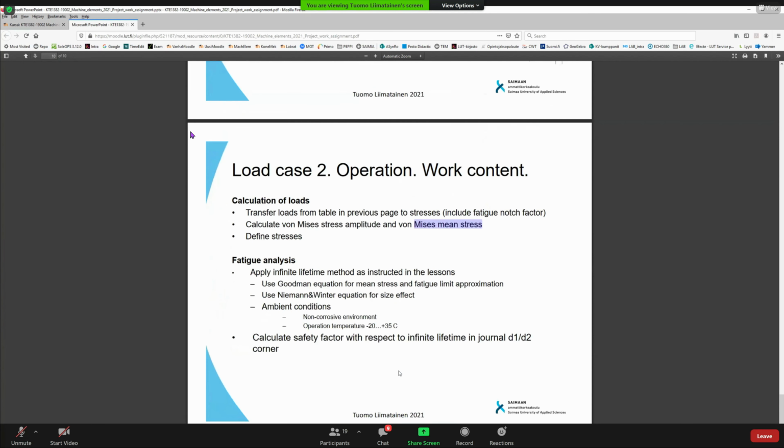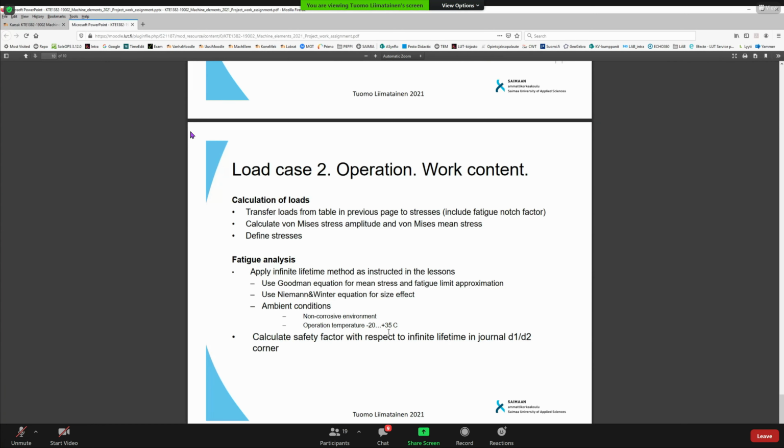And then you will apply the same procedure as in the last task assignment, infinite lifetime method, Goodman equation. Please use the Niemann-Winter equation for size effect, as we also used in this last calculation example. Ambient conditions given is that there's no corrosion environment, and the operation temperature is from minus 20 to plus 35.